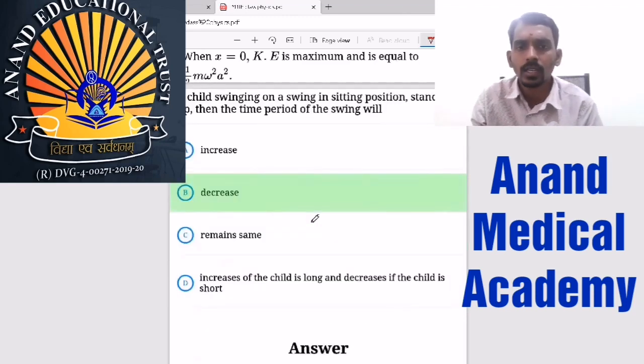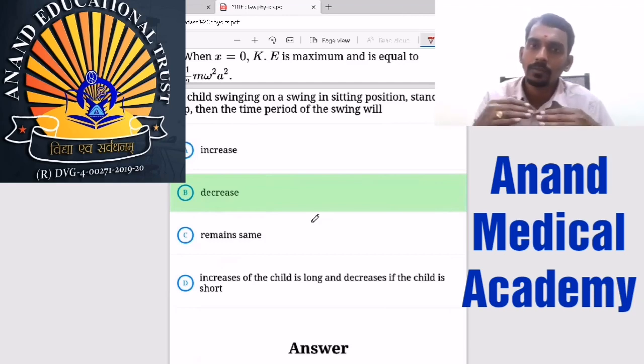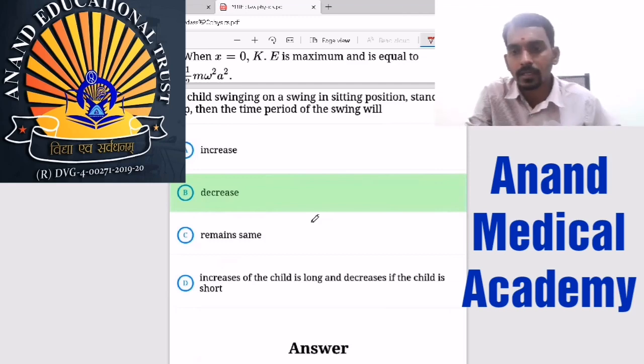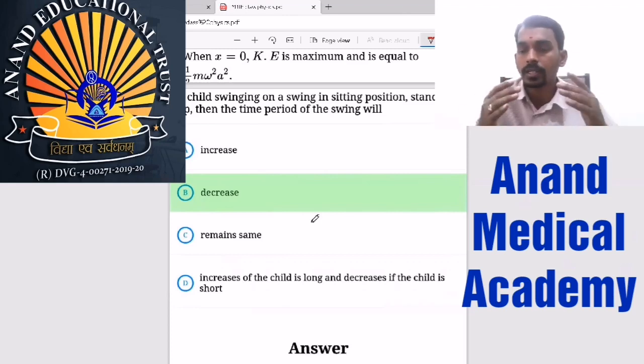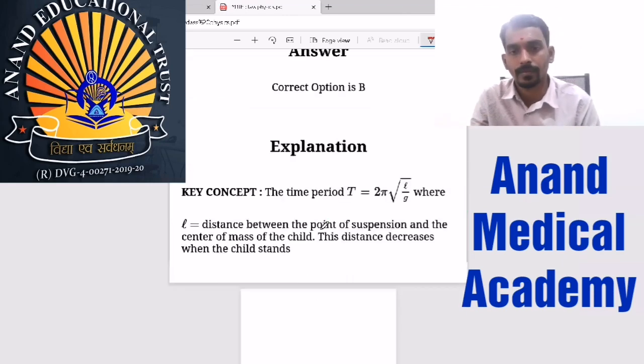Now, a child swinging on a swing in a sitting position stands up, then the time period of the swing. See, it is based on the conservation of angular momentum also. Suddenly standing means the position of the center of mass from the axis of rotation decreases. So moment of inertia decreases, so angular velocity increases. As angular velocity increases, the time period will decrease because T equals 2 pi by omega. So, one by one, related conceptual based theoretical questions. Many times they will ask questions based on concepts.